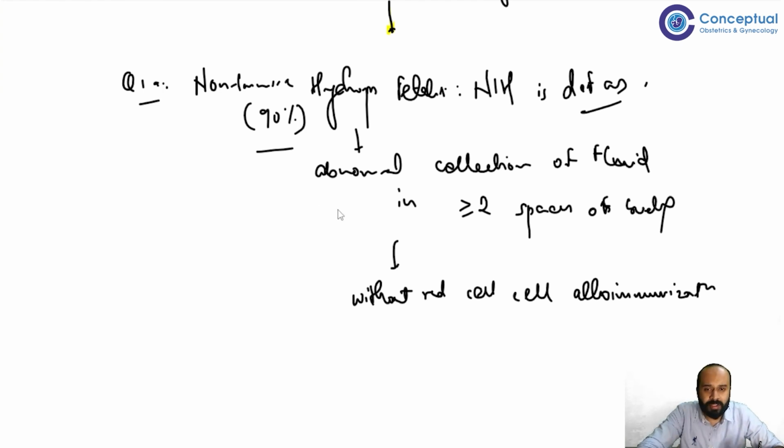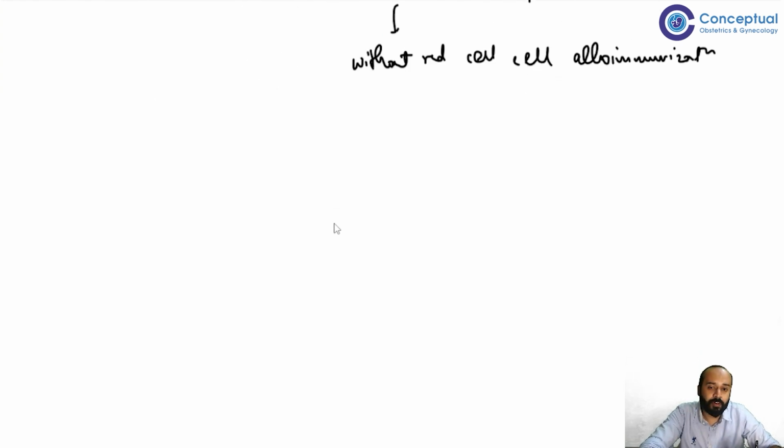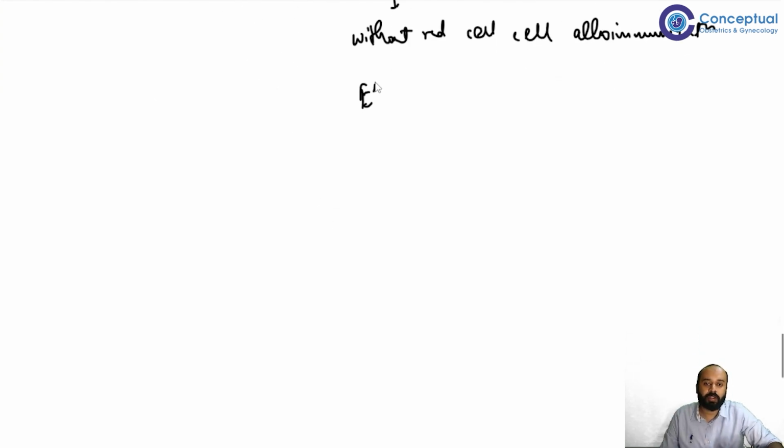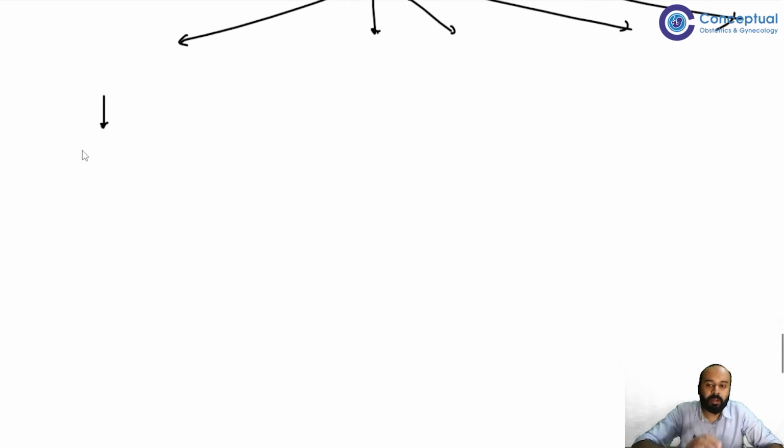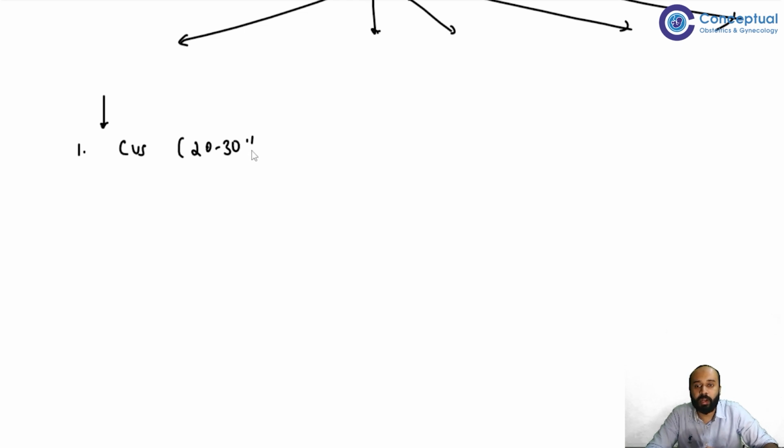So what can be the causes? Since they've asked me, the first question is about the etiologies. What can be the etiologies? The etiologies can be varied, plenty. I am going to enlist them one by one by the frequency of their occurrence. So my first cause is going to be cardiovascular thoracic causes, which are almost 20 to 30% of the cases. The most common cause being a cardiovascular cause.